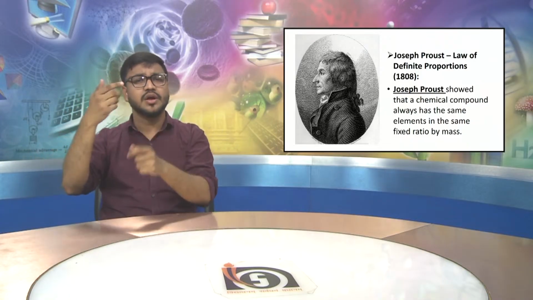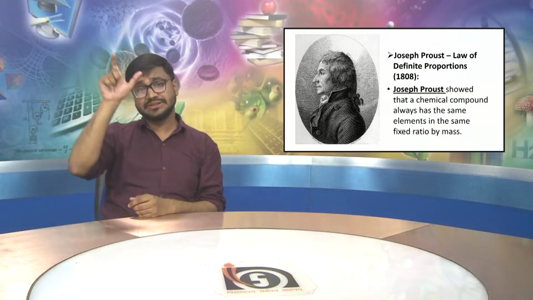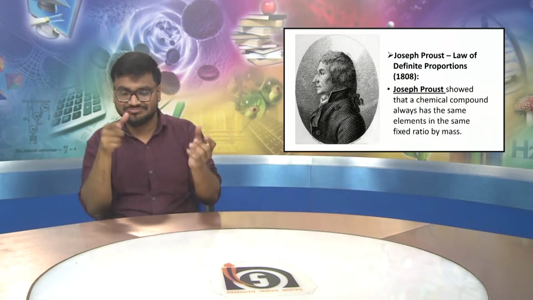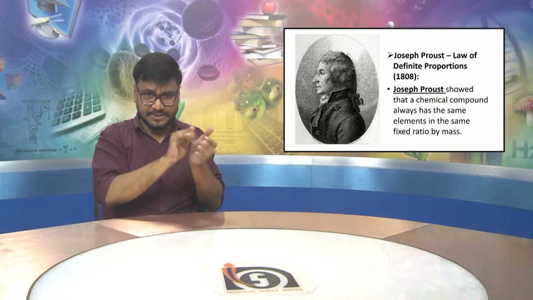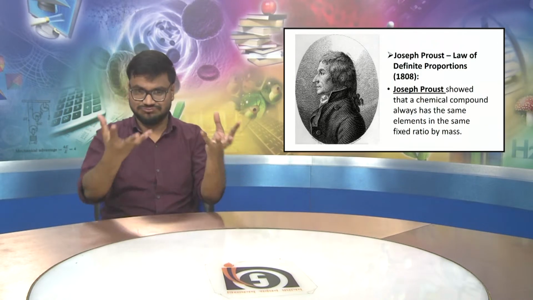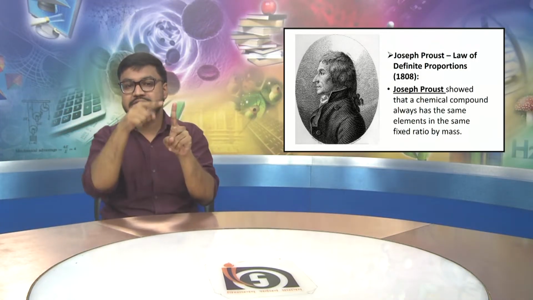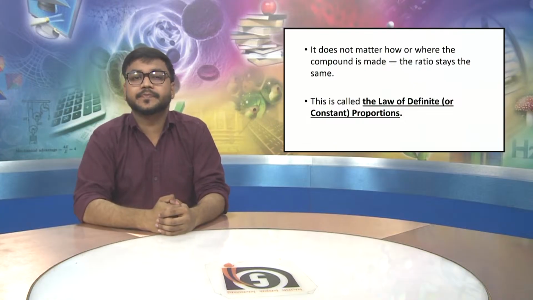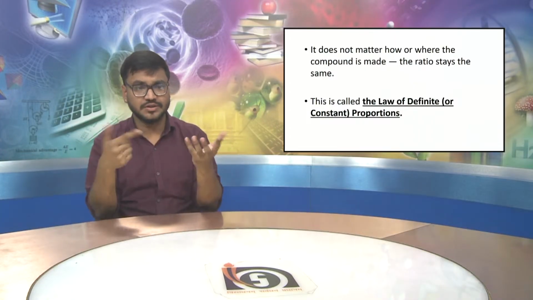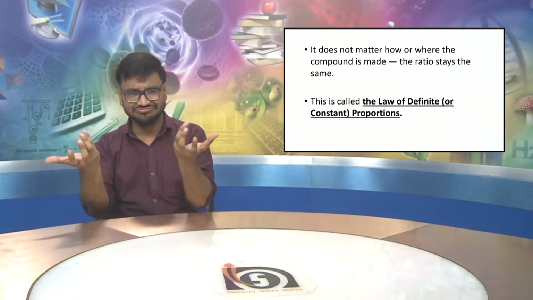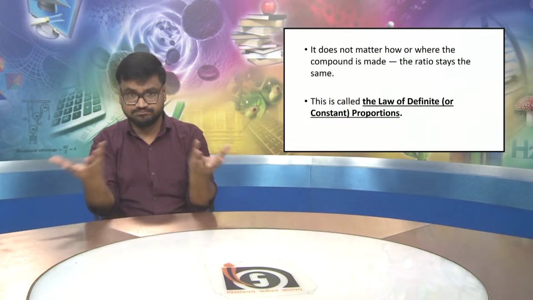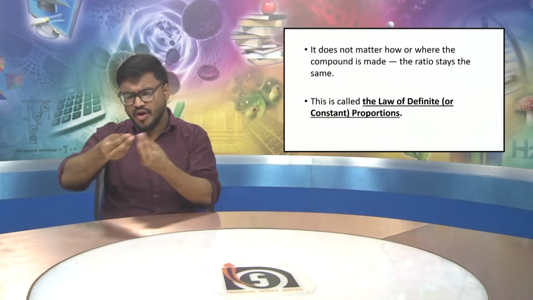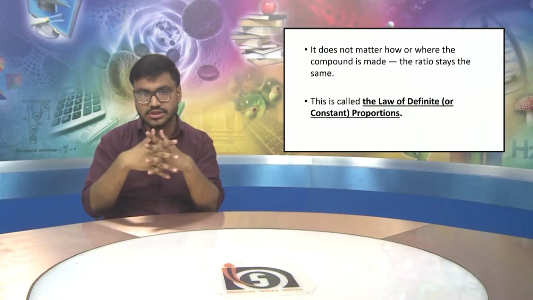There is another scientist, Joseph Proust. He stated the law of definite proportion in 1808. Joseph Proust showed that a chemical compound always has the same elements in the same fixed ratio by mass. It does not matter how or where the compound is made, the ratio stays the same. This is called the law of definite proportion, or we can say law of constant proportion.